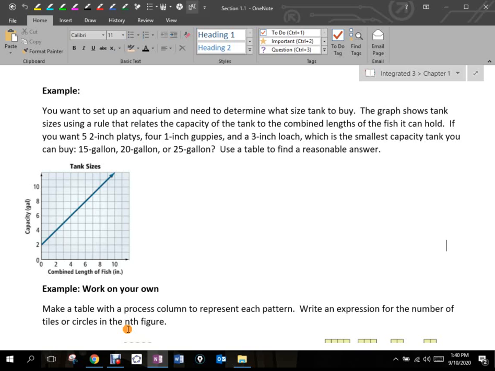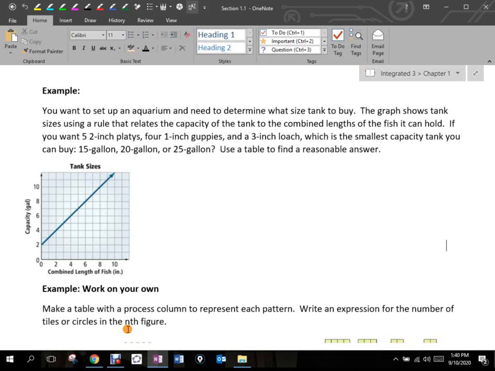So if you want to buy 5 2-inch platies, 4 1-inch guppies, and 3 1-inch loach, which is the smallest capacity tank you can buy: a 15-gallon, 20-gallon, or 25-gallon, okay? So use a table to find a reasonable answer.